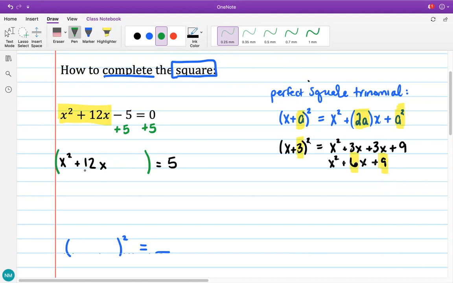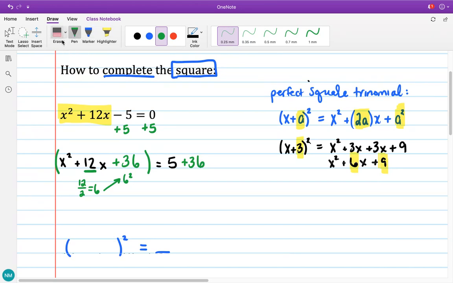Well, if this is going to be double a, that means a is equal to 6, right? Or 12 divided by 2 is equal to 6. So that means right here needs to be 6 squared, which is plus 36. And that means if I do it here, I have to do it here, plus 36.